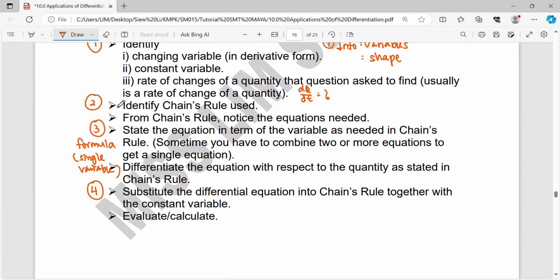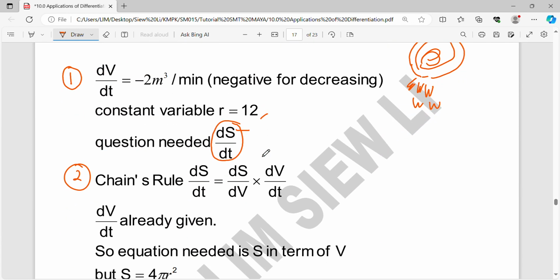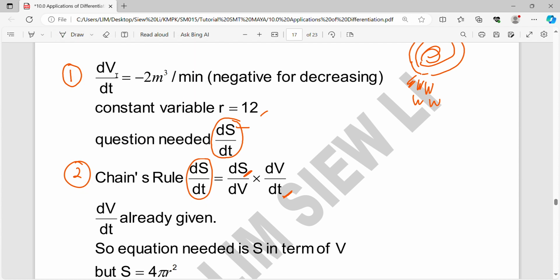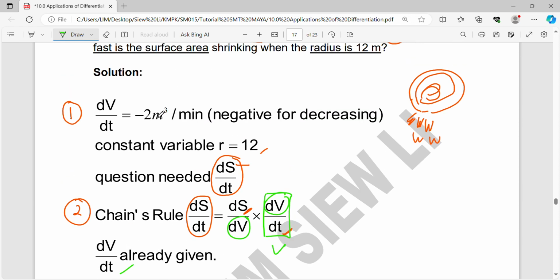So step 2, identify the chain rule. Look at the question that we asked here. They want dS/dt. To form our chain rule, we start with dS and dt. Then look at the information that we have, which is V. So of course, we will relate S to V: dS/dV times dV/dt, where we can notice that dV/dt is given. So it will help in our chain rule. For this part, dV/dt is given, so we do not need to change it. We obtain it from the question.